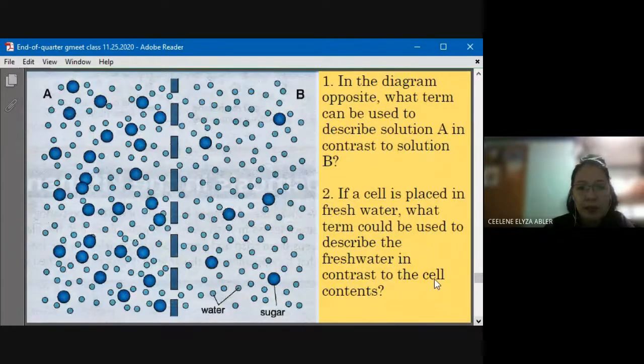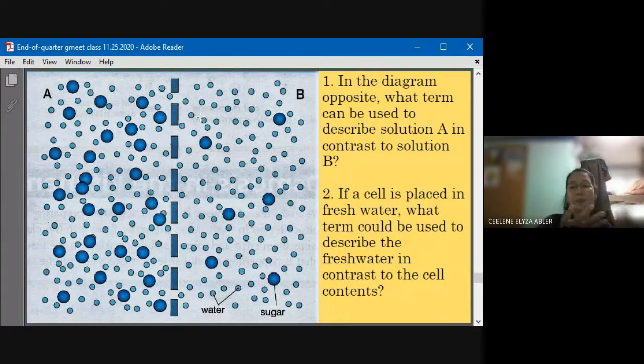Okay, let's have this one. Okay, saan dito ang hypertonic solution? Let's imagine if this is your water solution here, and this is your sugar molecules here. Ito yung malalaki na circles, sugar molecules. And these maliliit na molecules here are actually your water molecules. So let's imagine. So saan ang hypertonic?